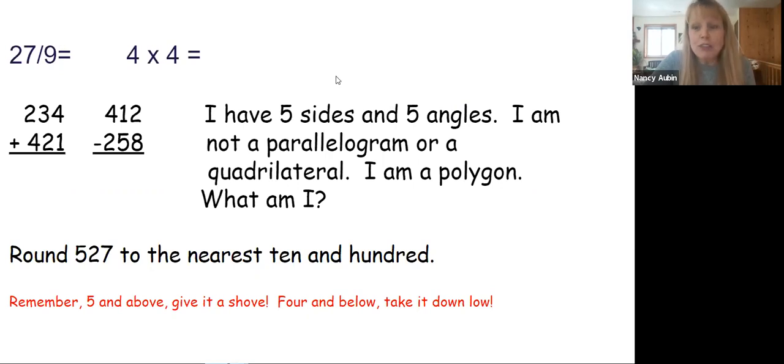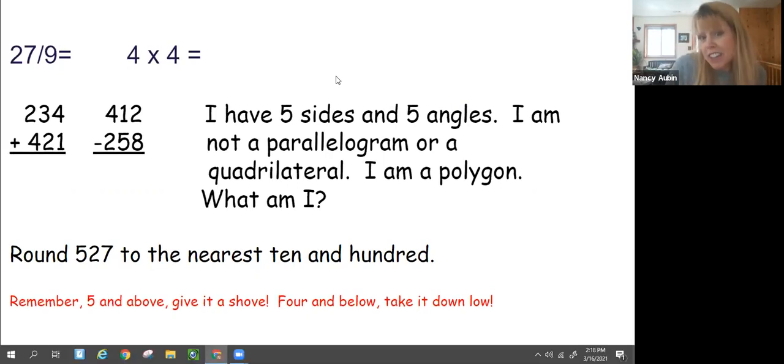And then a little riddle. I have 5 sides and 5 angles. I am not a parallelogram or a quadrilateral. I am a polygon. What am I? And then one problem on rounding. Round 527 to the nearest 10 and 100. Remember, 5 and above, give it a shove. 4 and below, take it down low.